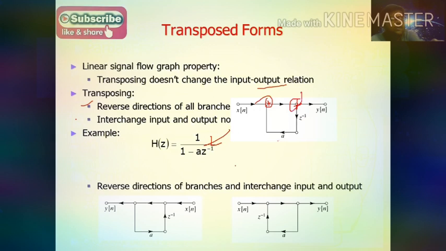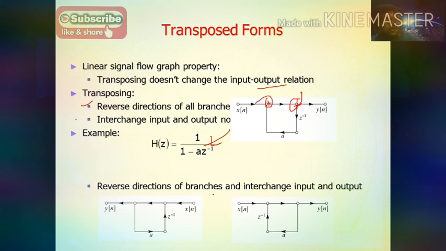Now I am going to reconstruct this structure by using the transposed form method. First, reverse the direction of all branches. Look at this direction: all of this goes from left to right, but I reverse the direction to right to left. One more thing, here top to bottom now becomes bottom to top. Here right to left becomes left to right. Next, interchange the input and output. So now Y of n comes at this portion, X of n comes at this portion. In a similar, simple way.